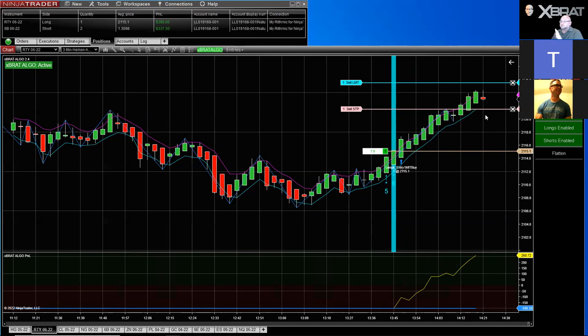It does it automatically. So it sees the signal. It works out if it's in the right position, and there's lots of filters behind, and you don't need to worry about any of that. It takes the position automatically and then adjusts this trailing stop as it goes on, unless it hits the profit target right there. Okay, and that's as simple as it works.